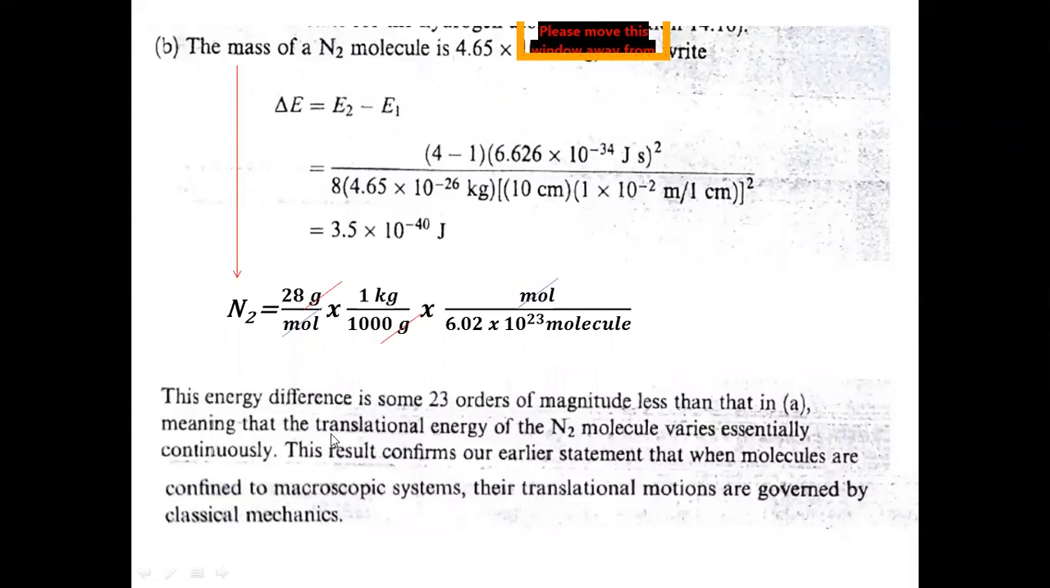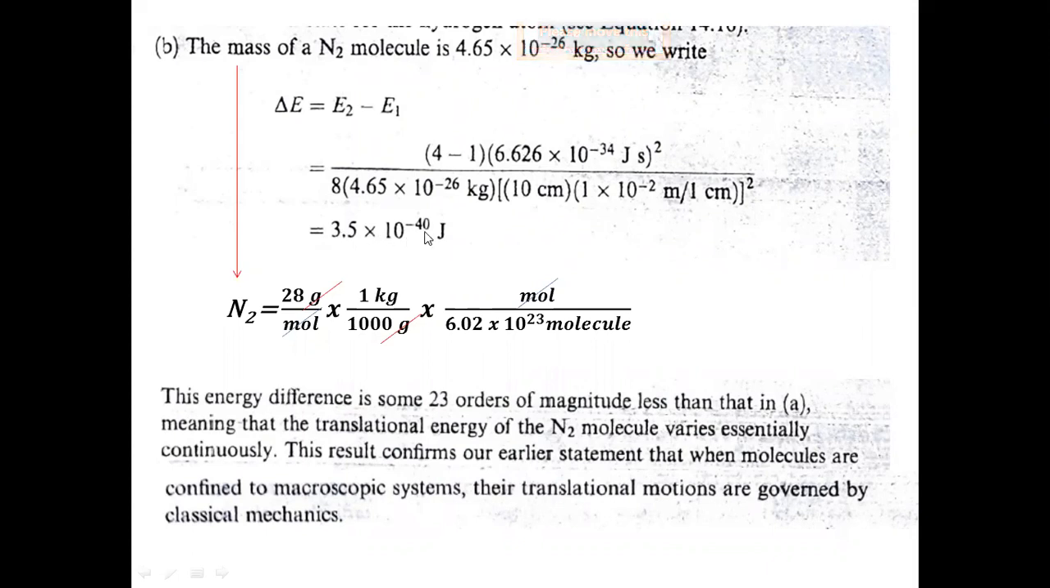And remember, this is the translational energy, because we are considering the particle in a one-dimensional box. That energy, particularly the translational energy, as we have already derived by using these assumptions, calculates the quantization of energy for the translational movement of the molecules or the electron. So this energy for the nitrogen molecule is some 23 orders less in magnitude than the energy of the electron. That means this is an insignificant difference between the energy levels.